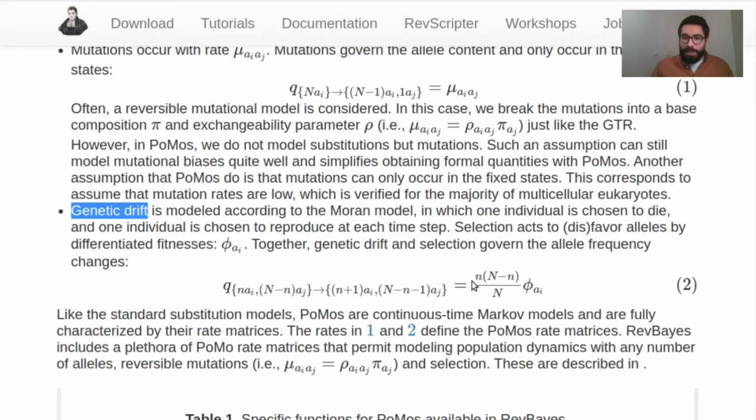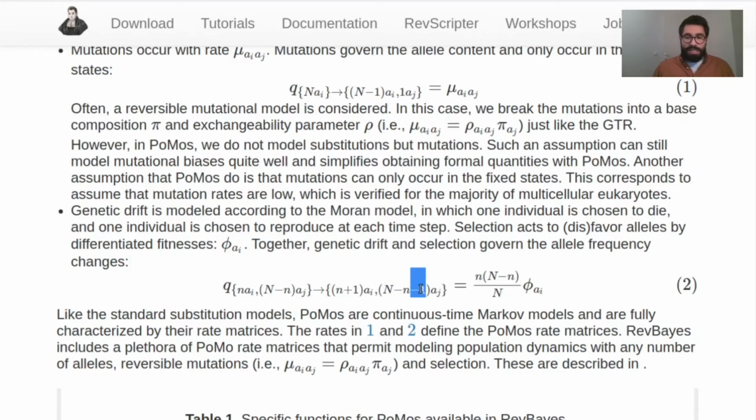And essentially, genetic drift is represented by this coefficient here. And again, this is the number of individuals which have the AI allele. One of them will reproduce in order to increase the frequency of the AI, and one of the remaining individuals will be dying, and so the frequency of the AJ allele will be decreasing by 1.